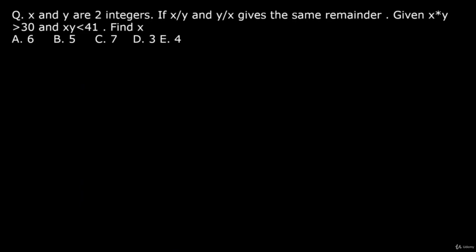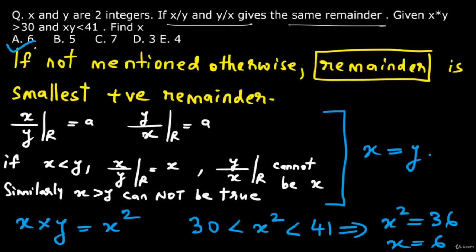Let's read the question. X and y are two integers. If x by y and y by x gives the same remainder, and it's given that x into y is greater than 30 and less than 41, we need to find x. What's the correct answer? The correct answer is option A, that is 6. Remember, in this case, because x by y and y by x gives the same remainder, x has to be equal to y. Alright, now x into y is greater than 30 and less than 41.